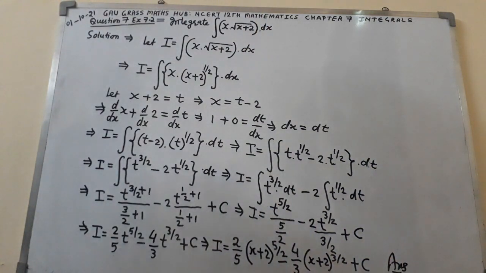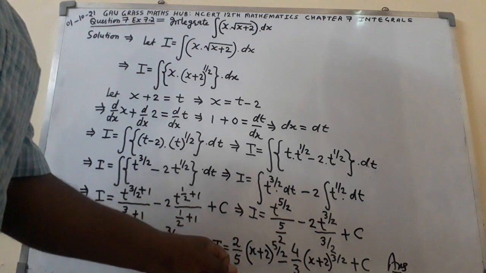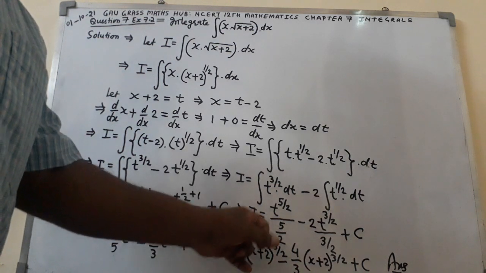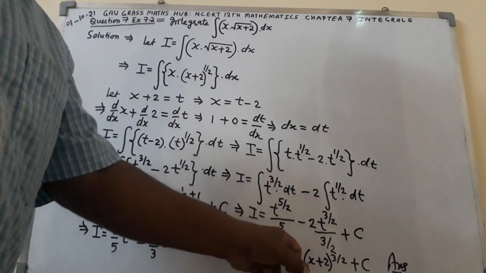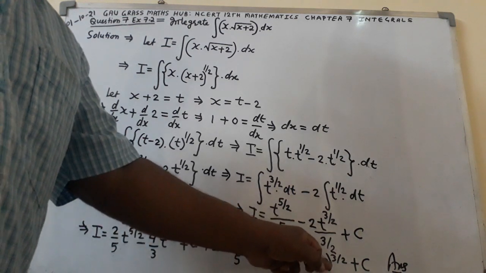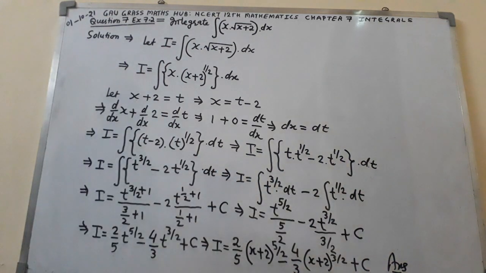Hence, the correct answer of question number 7, exercise 7.2 is I equal to 2 over 5 in bracket (x plus 2) raised to the power 5 over 2 minus 4 over 3 dot in bracket (x plus 2) raised to the power 3 over 2 plus c. That will be the correct answer of question number 7, exercise 7.2, chapter 7, integral of NCERT 12 mathematics.